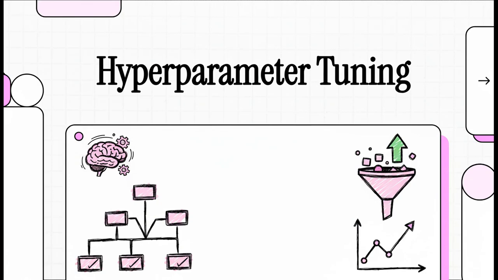All right, let's talk about something that can make or break your machine learning project. It's a step that often separates a model that just works from one that truly performs. We're going to be demystifying hyperparameter tuning and showing you how to unlock your model's hidden potential.